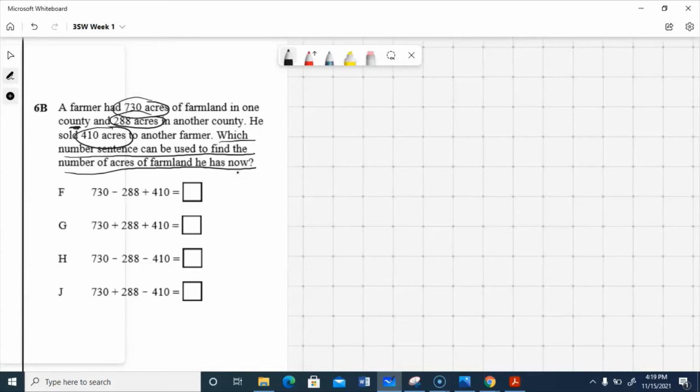Okay, so what I need to understand is how much farmland he has now. So he has blank acres now. Okay, so I understand what it's asking. So I need to go ahead and come up with a plan on how to solve it. Okay, so we talked about we're going to have to add and subtract to solve this problem. Okay, because we're going to put together the land he has in the two different counties, and then we're going to take away the land that he sold.